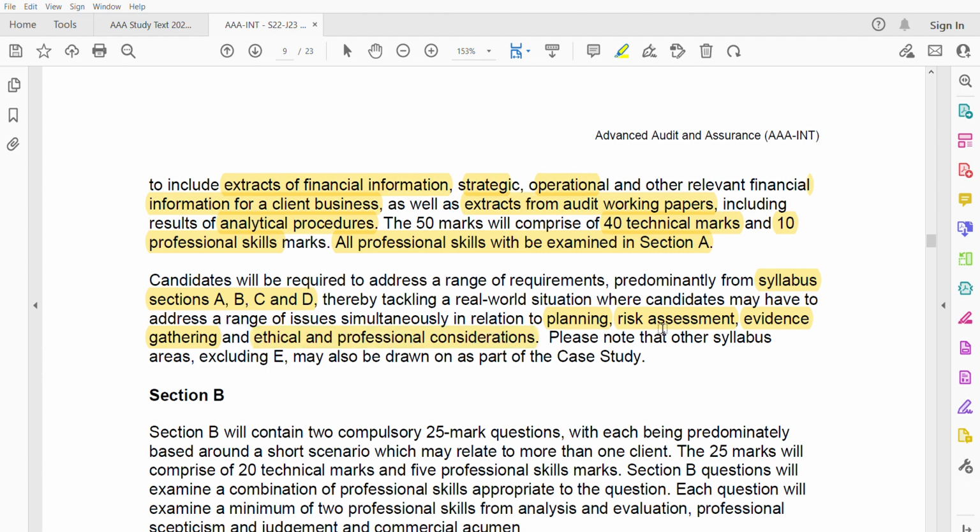But it could include other areas of the syllabus also, for example F, G, H, excluding E. It can come as a part of the case study. It does not mean that only the four sections will come. Other areas, F, G, and H, also can come, but as a small part of the case study, not so much. The majority is focused on A, B, C, D. Why is E not asked in section A? Because E is asked in section B. E is the later stage of the audit where you are writing and giving the report. That comes in section B.